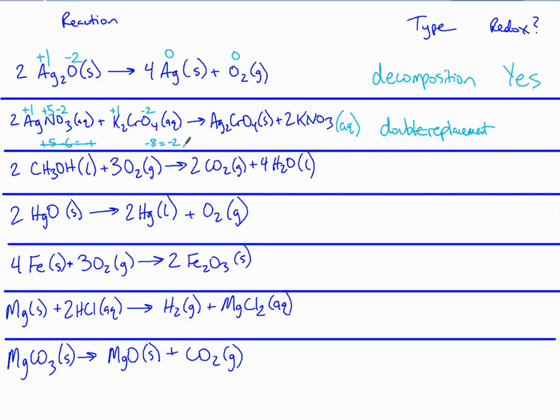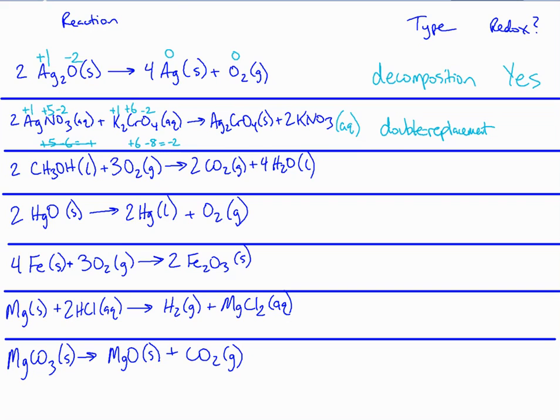So for this ion, we need to know chromate minus 8 is going to equal -2. So what is the oxidation state of Cr, chromium? This would need to be +6. +6 minus 8 is -2. There is its oxidation number.